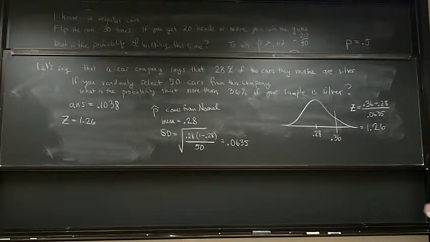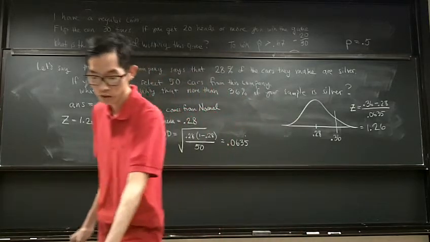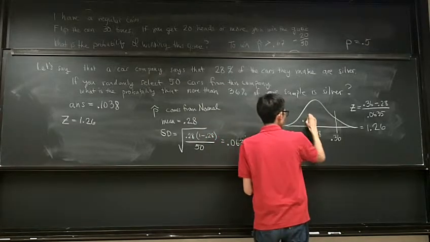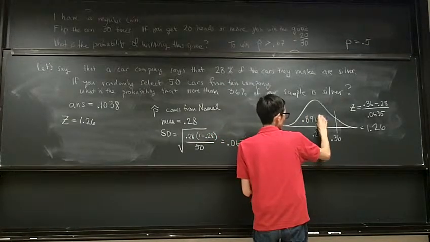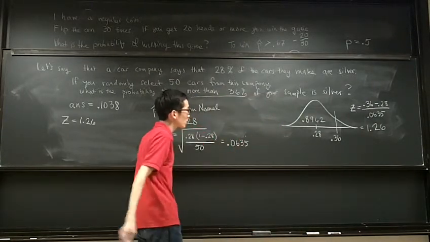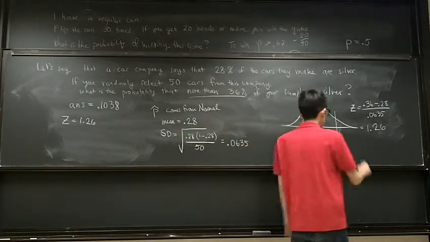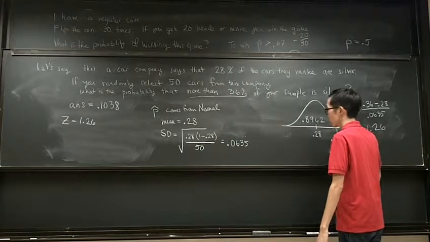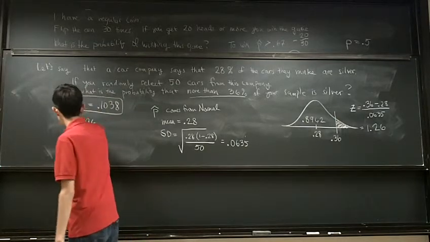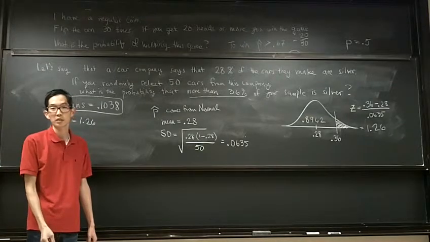Okay? It's all good? And then now, I look this up in my z-table. And when I look up 1.26, I get 0.8962. But I'm asking for more than 36%. Okay, if I said 36% or less, the answer would be 0.8962. But I'm looking for this side. So I do 1 minus that. And this is my answer, 0.1038. There we go.